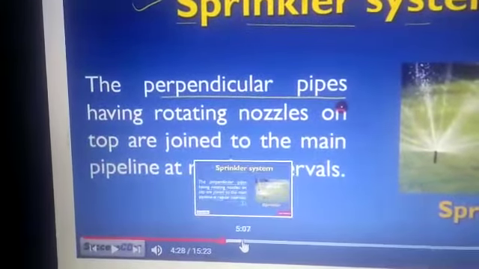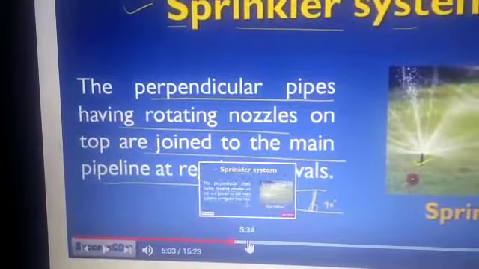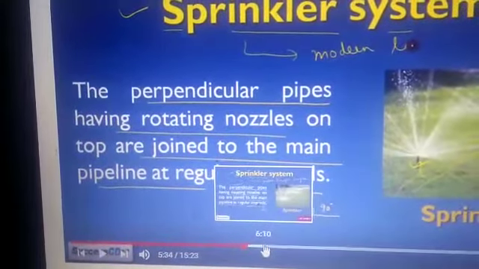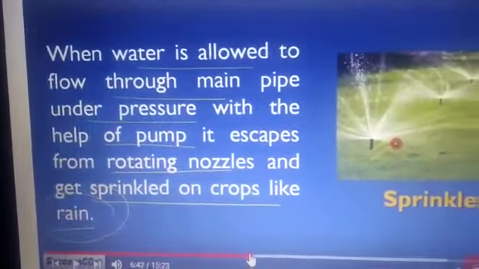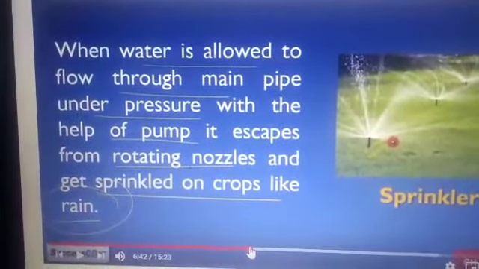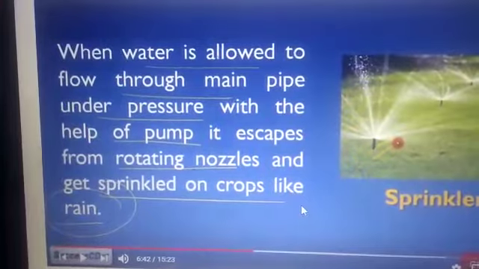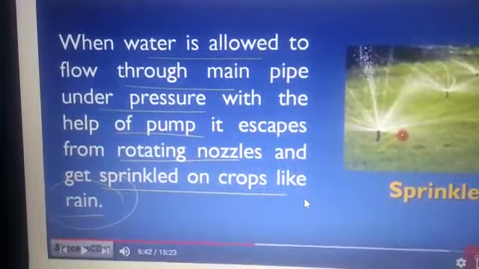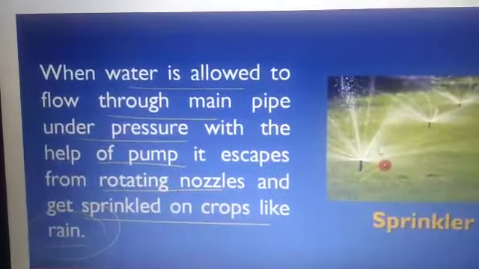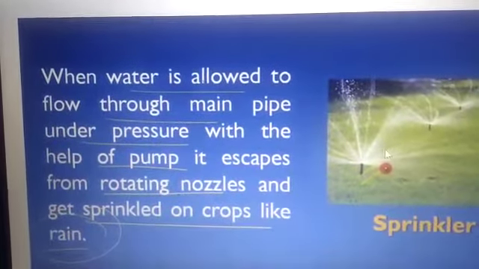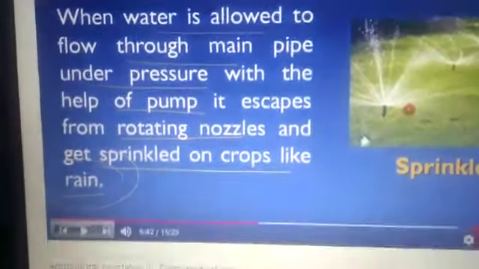Second, when water is allowed to flow through the main pipeline under pressure with the help of a pump, it escapes from the rotating nozzles and gets sprinkled on the crops like rain. It is spread like rain and supplied to the plants.